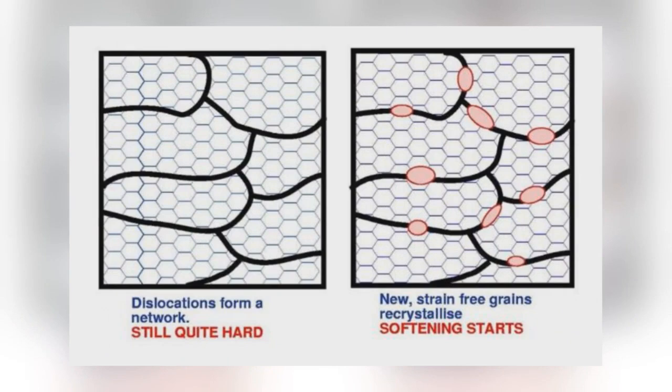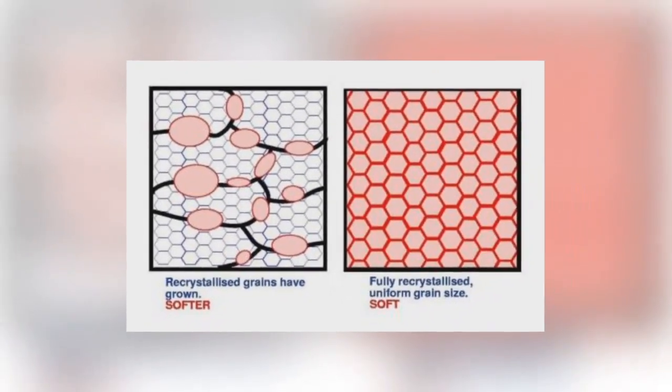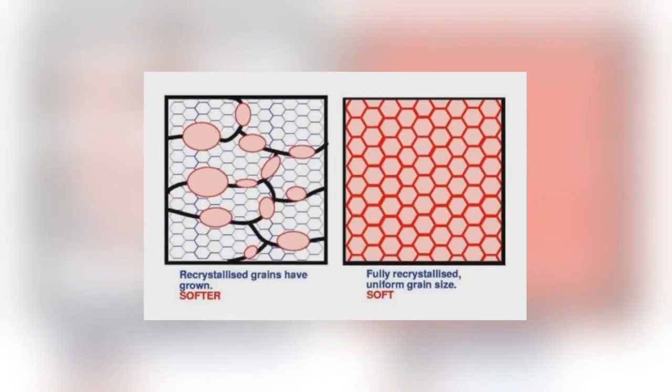If the temperature is raised further, new strain-free crystals are nucleated. Recrystallization has commenced, and the material starts to soften. This process continues until the whole of the material has recrystallized and softened.